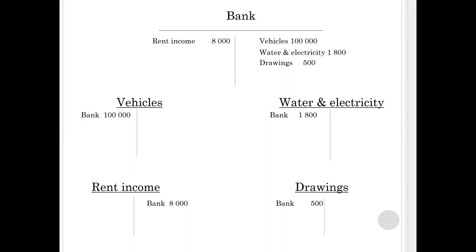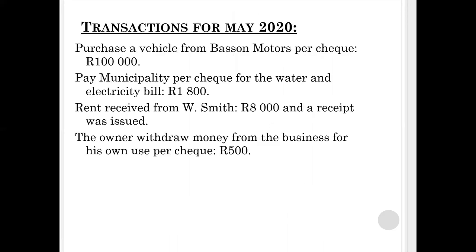Okay, right, let's go back. Next transaction. Pay municipality per check for the water and electricity bill, 1,800 rand. So the amount, 1,800. What is the transaction all about? Water and electricity. Right, let's look at the T accounts.